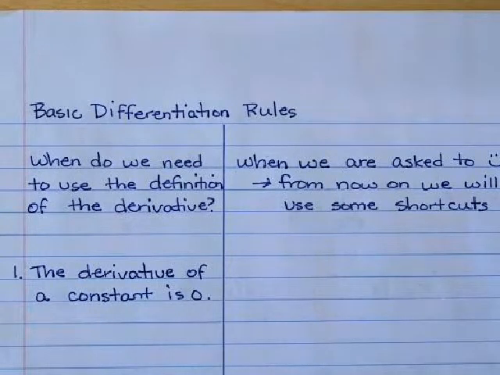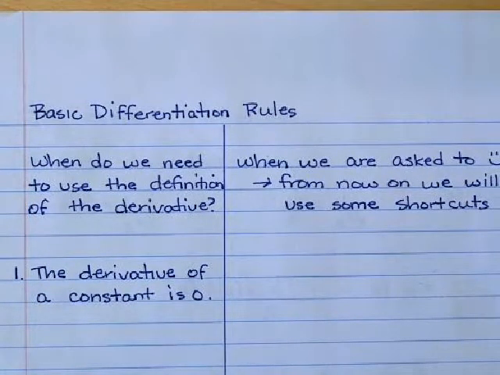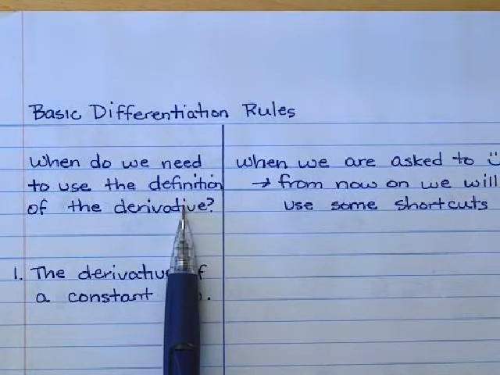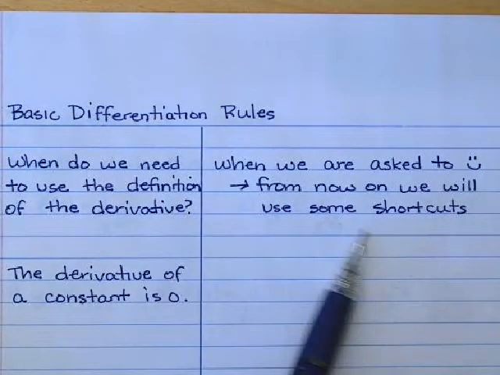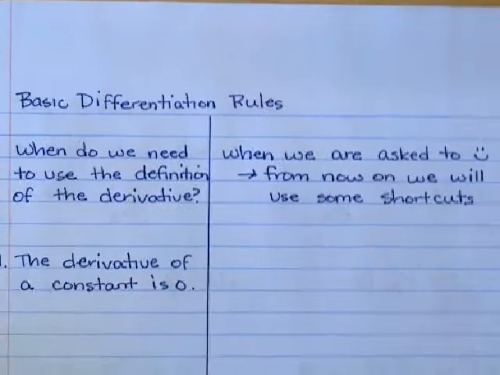Alrighty. So we're going to look at some basic differentiation rules that are going to be so nice because we don't need to go through that whole definition of a derivative thing. Okay, so we'll only do that. It'll be a proof on a test or something like that, but we're never going to use that again unless we have to. Okay, so when do we need to use the definition of the derivative? When we're asked to. From now on, shortcuts.